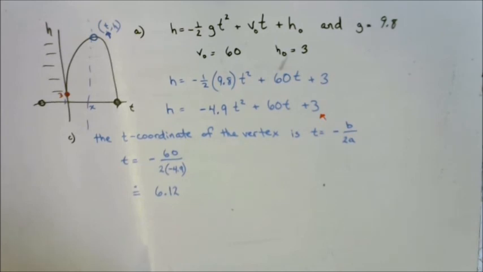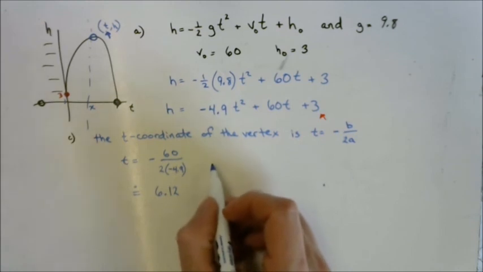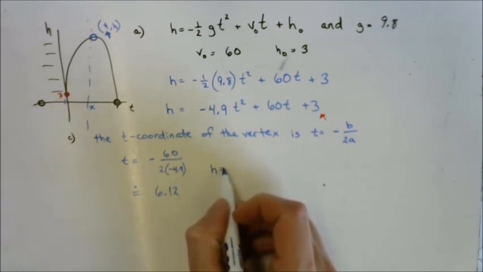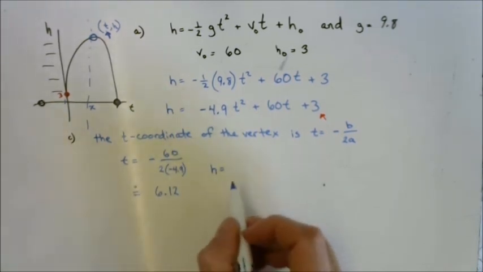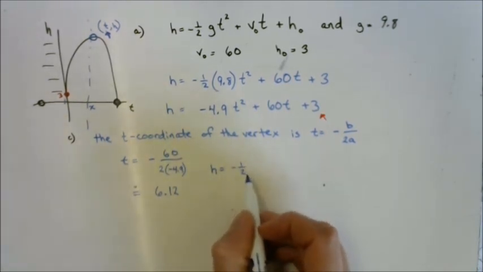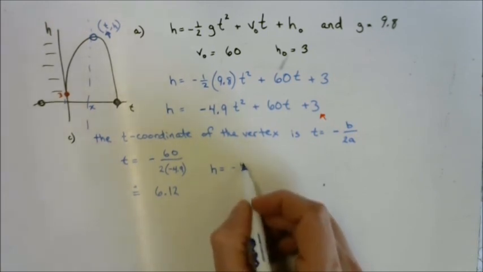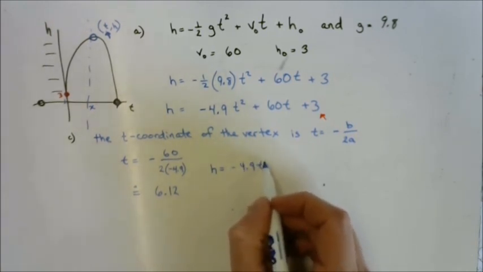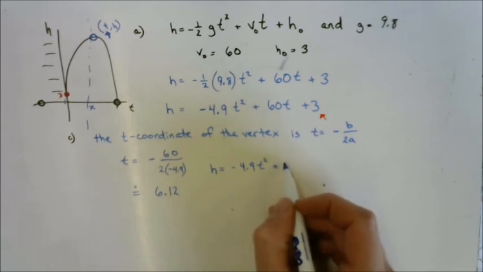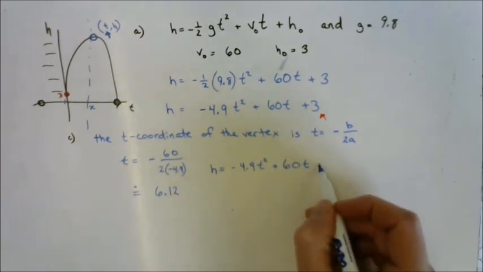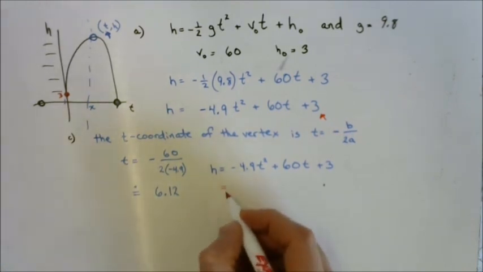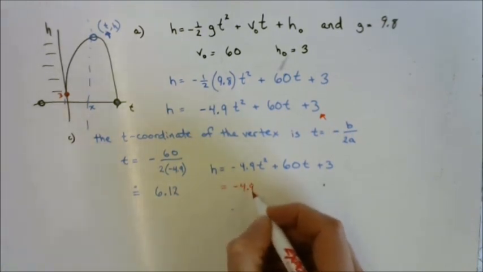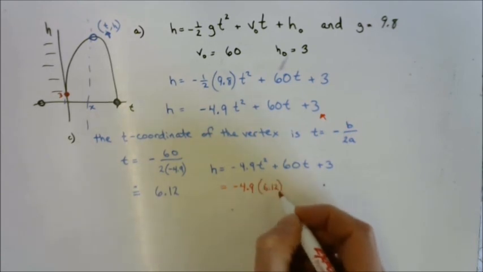No, it gives me when the maximum height happens. So now we have to see how fast it traveled in 1 second. Was that when we sub it into the equation? So in order to find the height at that time, all I have to do is take my equation, which was simplified to negative 4.9 t squared plus 60 t plus 3. And everywhere I see a t, I'm going to sub in this time that I found, 6.12.